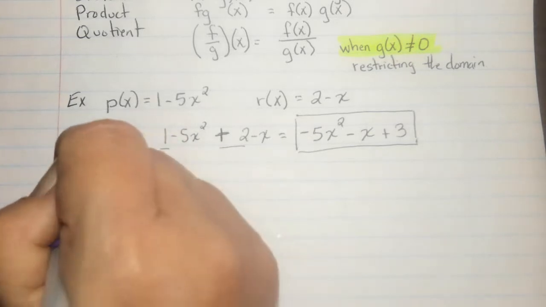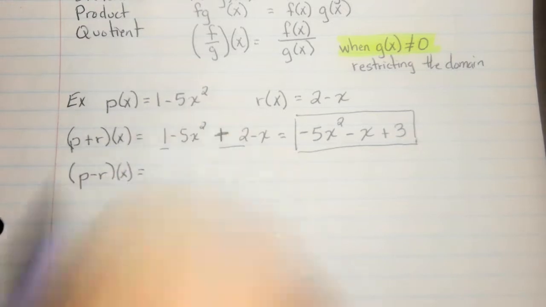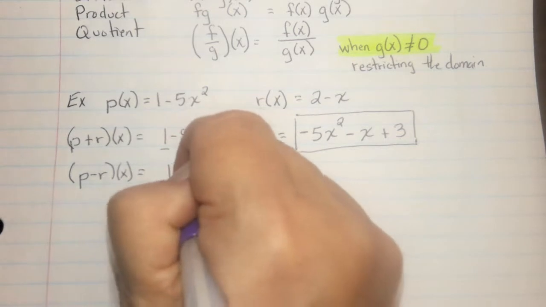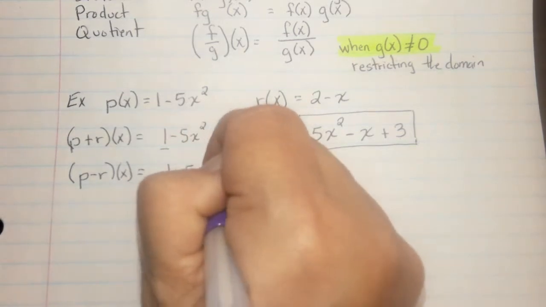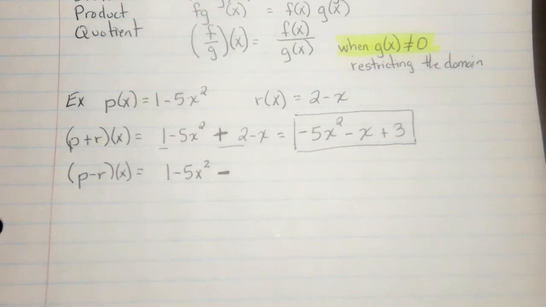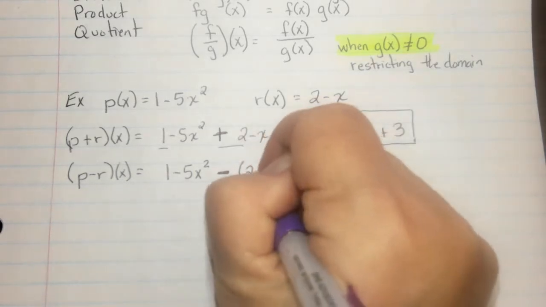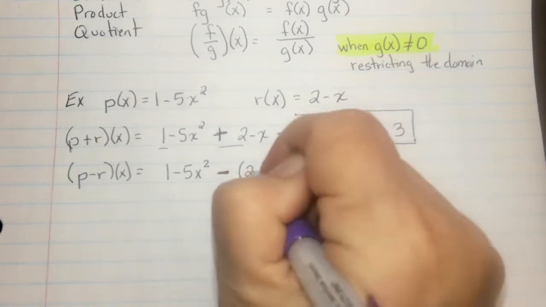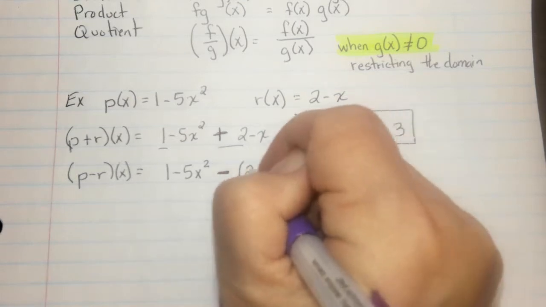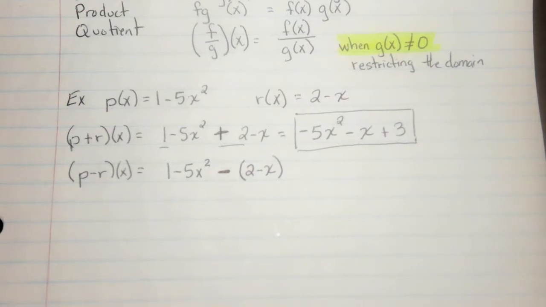Alright, so let's do subtraction. P minus R of x. Take function P, 1 minus 5x squared, and then subtract function R. Now, if I'm going to subtract function R, I must put function R in parentheses because I am taking away the 2 minus x. And if I don't put the parentheses, it'll just look like I'm only taking away the 2. But I have to take away the whole function.